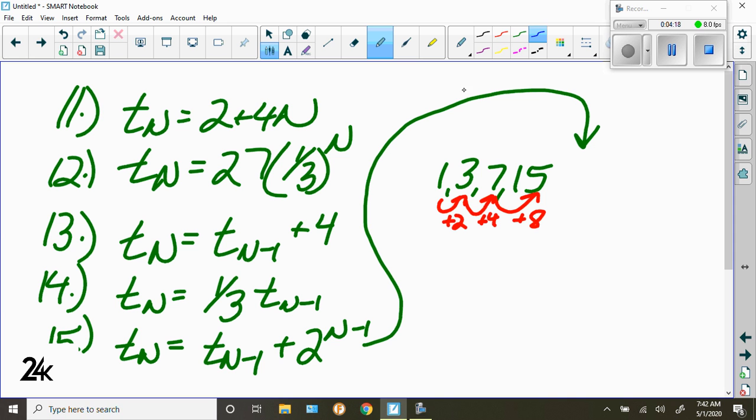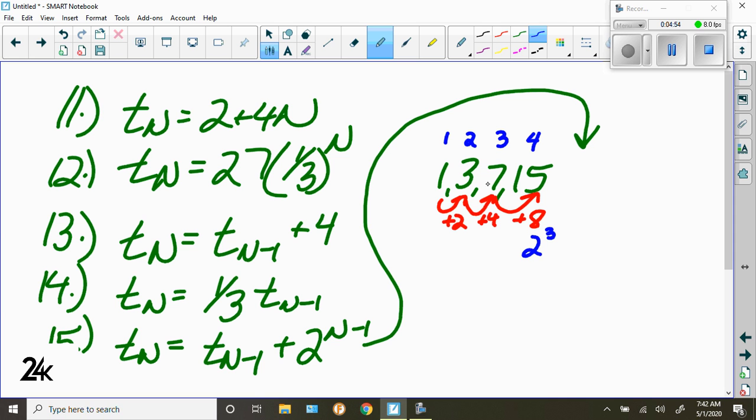But this is the first term, this is the second term, this is the third term, this is the fourth term. So you have to look recursively. In other words, I have to look one before it. So let's do 15 and 7, because that one I think is easier to see. How can I include the term before it and then somehow add 8 to it? Well, 8 is 2 cubed.